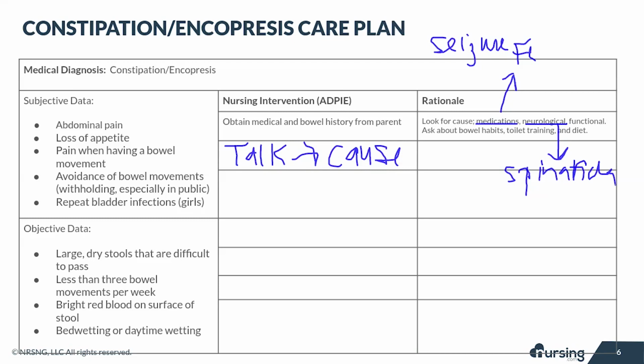But the most common cause of constipation in kids is something that we call functional constipation. And because of that, it's really important to ask families about their bowel habits, about toilet training and diet, because that's what functional constipation is. It just means that it's caused by lifestyle things like diet and activity.